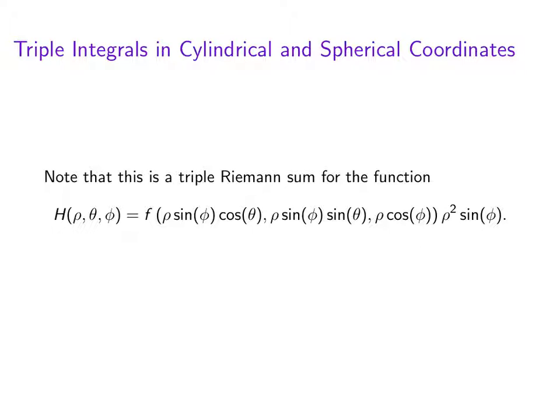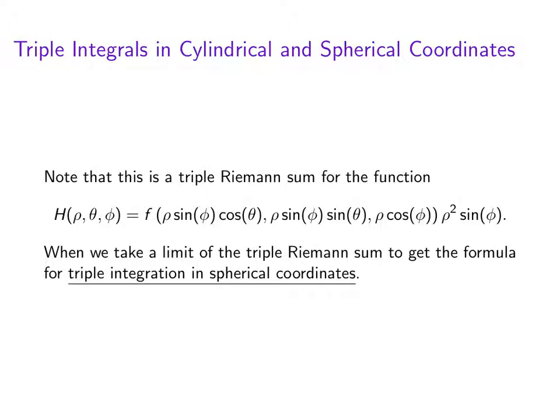What we should notice is that this last expression, this triple sum, is a triple Riemann sum for the function f of rho sine phi cosine theta, rho sine phi sine theta, rho cosine phi, times rho squared sine phi. That means if we take a limit of the triple Riemann sum, we're going to get a formula, and this is the formula for triple integration in spherical coordinates. So we'll just give the formula now, and then later on we'll use this.